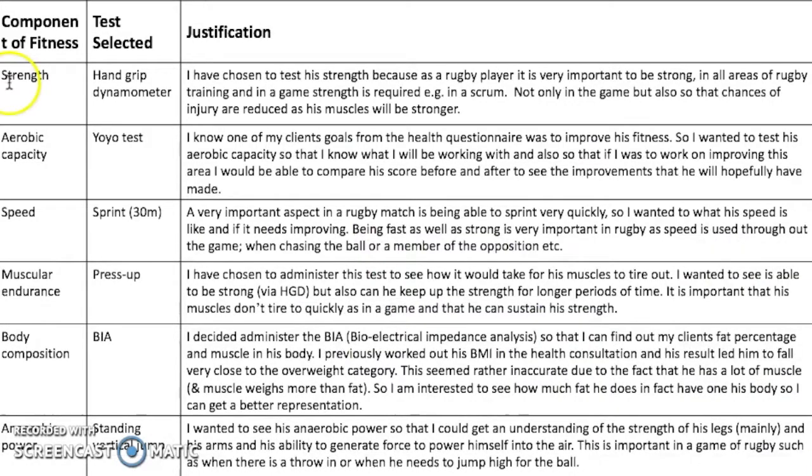And then here are the components of fitness and the tests that I've selected for each component for my client to do. And these are the justifications of why I've chosen each test. I'm going to go through them very quickly. So for strength, I did the hand grip dynamometer. I chose to do strength because he's a rugby player and it's very important to be strong. And in rugby, strength is required in all aspects. This can be paused and read over because I thought it'd be quicker like that.